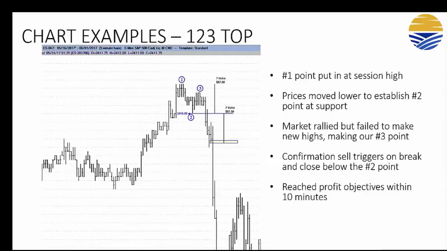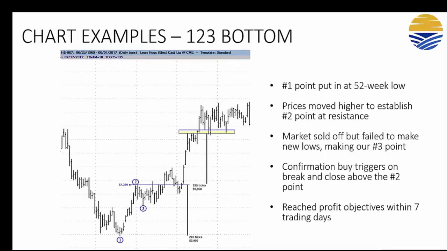Here's a 1, 2, 3 top pattern in the 5-minute S&P. I know that there are some day traders here. Notice that the S&P put in a session high, creating the number 1 point. Prices moved lower, found support, creating the number 2, moved back higher, could not take out the number 1 point. We then had a potential setup here with a short trigger below the number 2 point around 24.15. The target on the trade was 7 ticks, and it looks like it met that objective there in about 10 or 15 minutes. The 1, 2, 3 bottom, it's going to be the same principle, the same concept, but inverse.